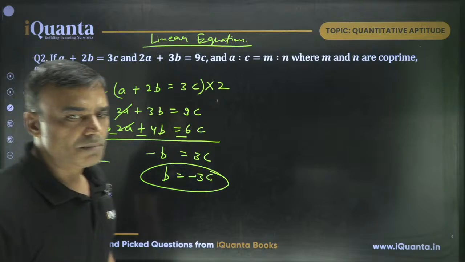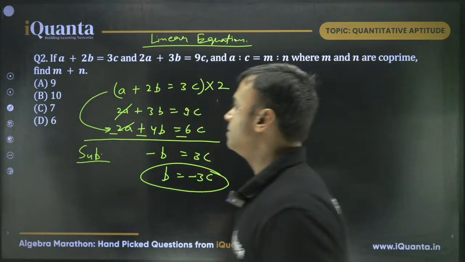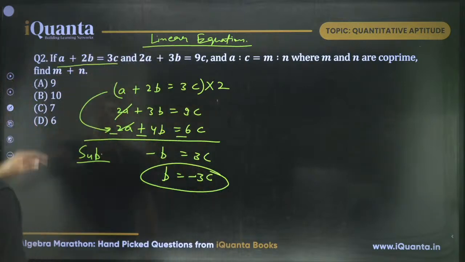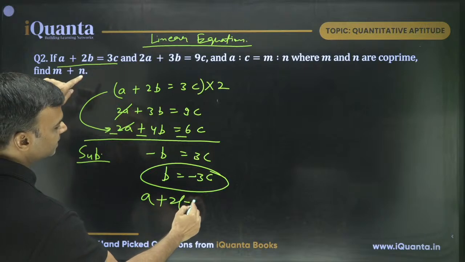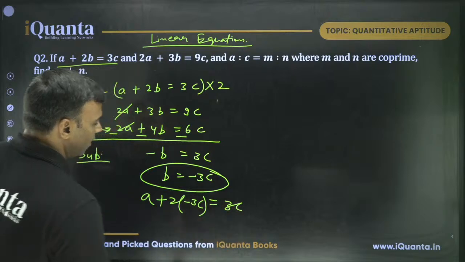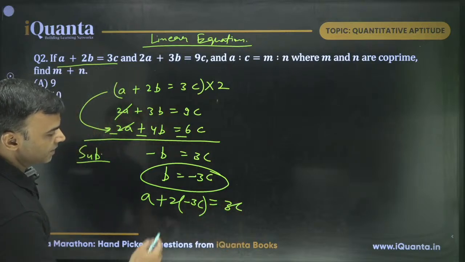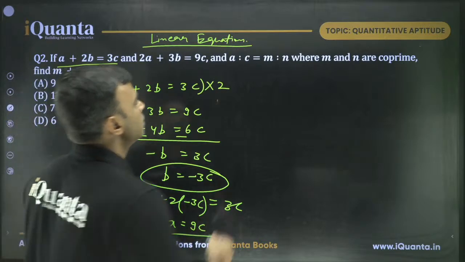b is equal to minus 3c. And once you get b equal to minus 3c, put it anywhere and you will get a. So if I put it here, a plus 2b becomes a plus 2 into minus 3c, that is equal to 3c. Oh wow. So this gives us 2 3s are 6 and 3, 9c. So a is equal to 9c. Okay, so that's done.